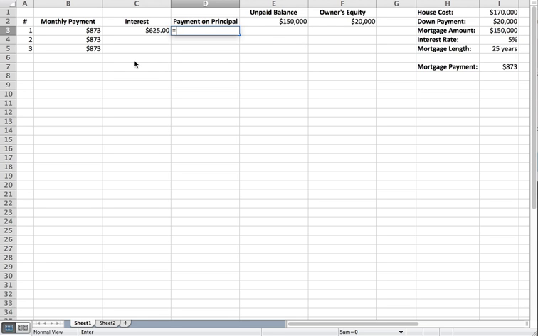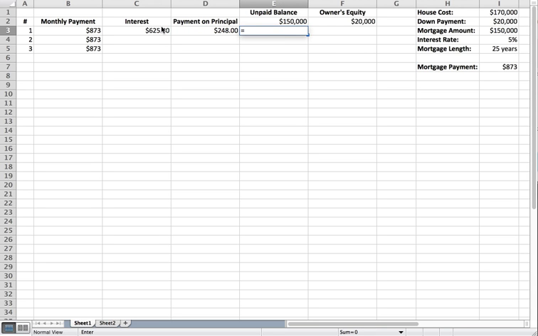To get my payment on principal, I simply take my monthly payment and I subtract the interest. The bank is going to keep the interest, and therefore it doesn't apply towards my principal. That means in the first month, I'm only going to have $248 of my payment actually going towards my loan.